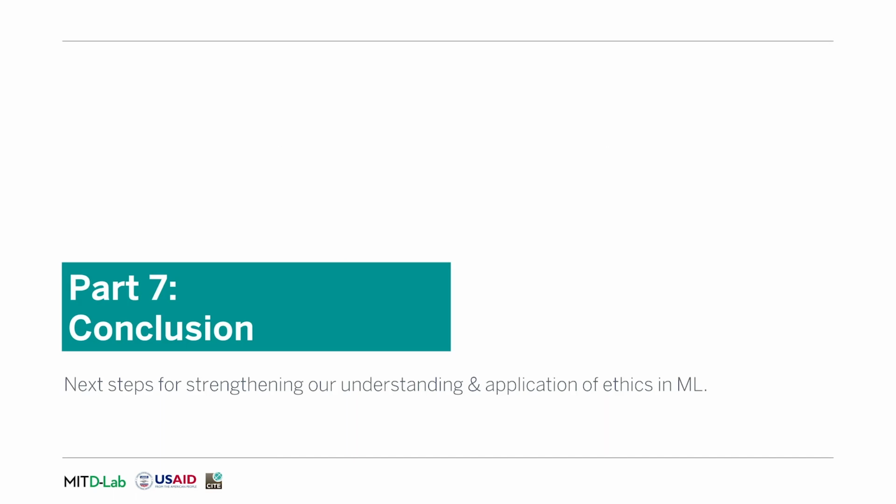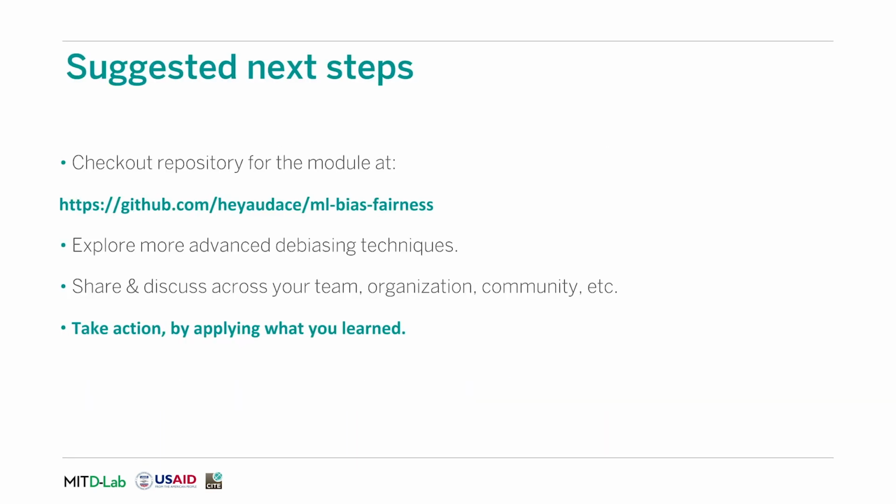In the last part, we conclude by looking at possible next steps that will allow us to strengthen our understanding and application of ethics in machine learning from the technical perspective. Now that you've gone through the entire module, we invite you to check out our GitHub repository. This will help you deepen your understanding of the work that's being done. In addition, we also encourage you to explore more advanced debiasing techniques. And we also recommend sharing and discussing these across your team, organization, or community. And of course, we all need to take action by applying what we learned in what we do every day.